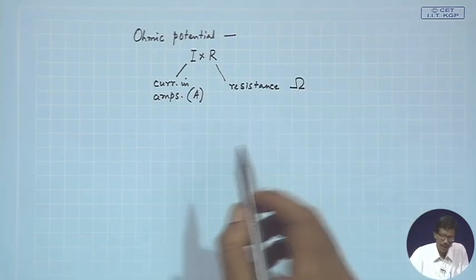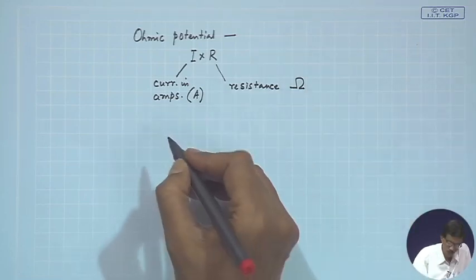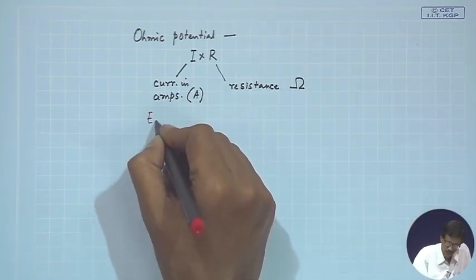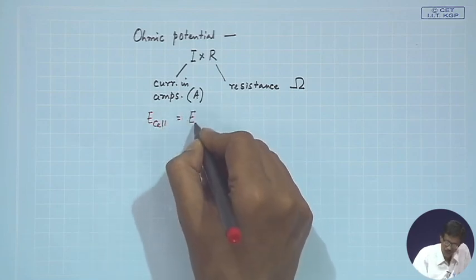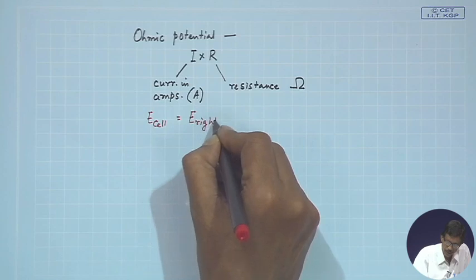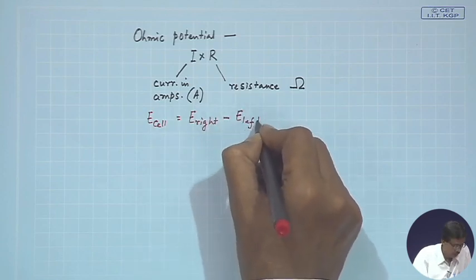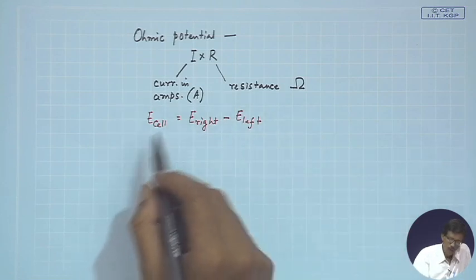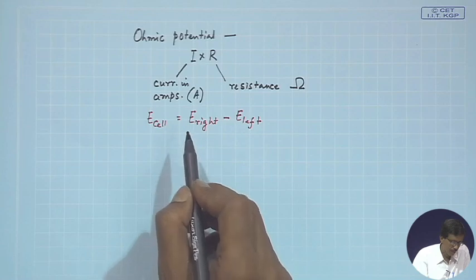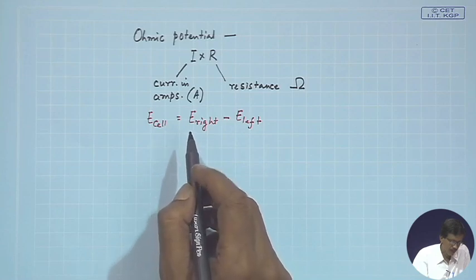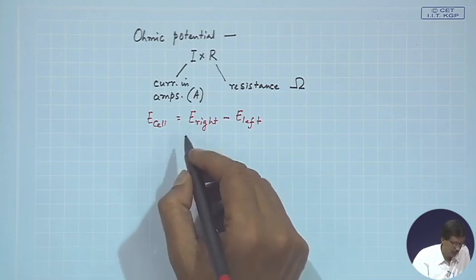So, now that we have that particular intention, how do we measure the corresponding E cell? As we know in all previous cases, E cell was E right minus E left. Now, we have to generate a current of I amperes in the cell. So, we must apply some potential which is higher than the potential required for the corresponding cell.